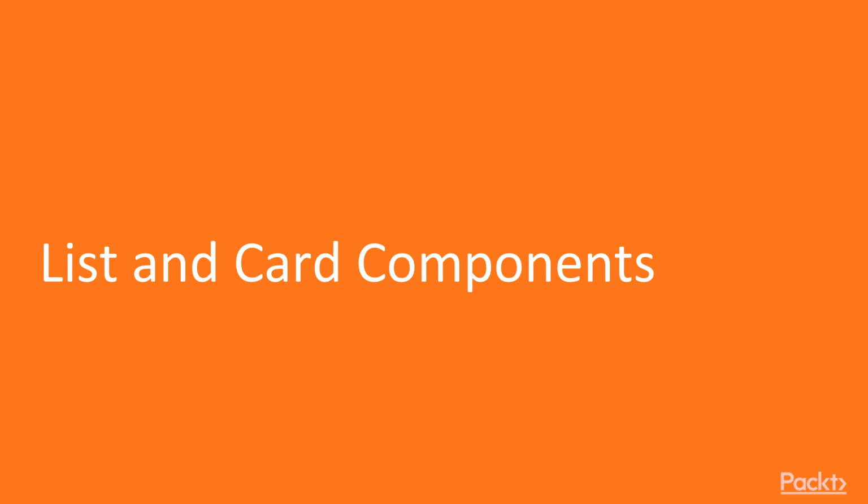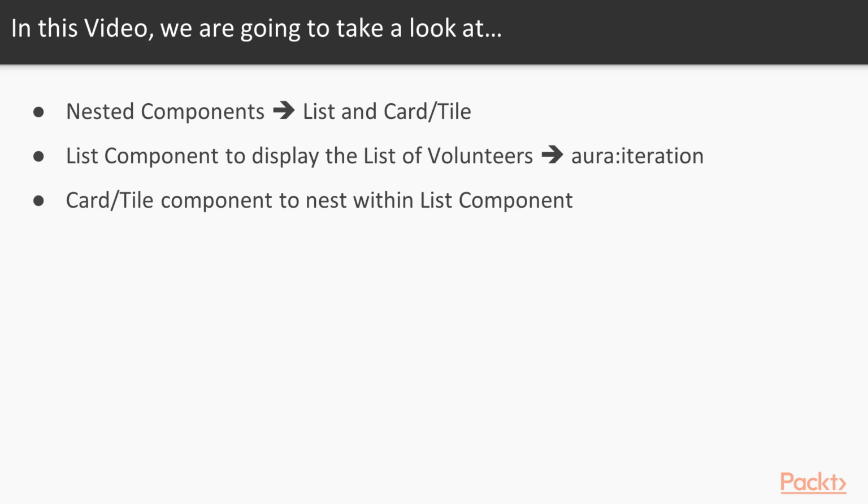List and card components. In this section, we are going to build the nested component. Means the list component is going to be there, and within that, we are going to iterate an individual card or tile component. So we need a list component markup to display the list of volunteers. Then we are using the nested iteration component, within that we are embedding a card or tile component, nested within the list component. This is called nested components.